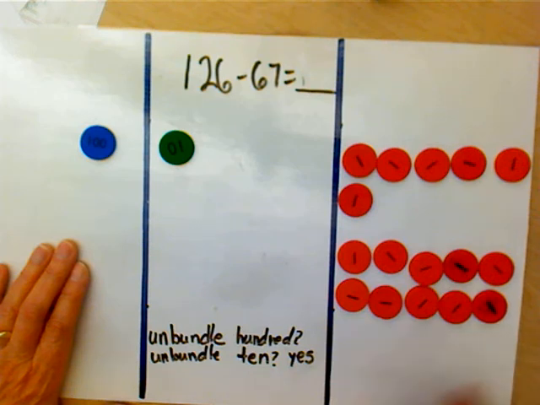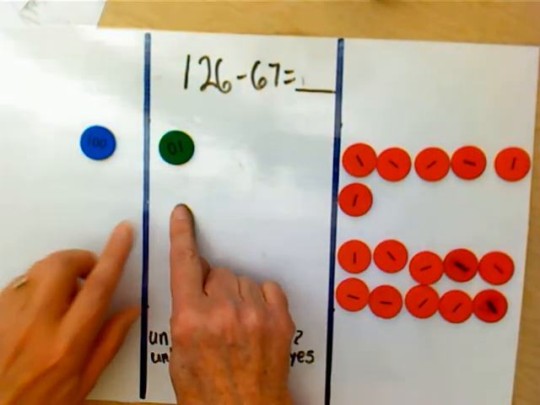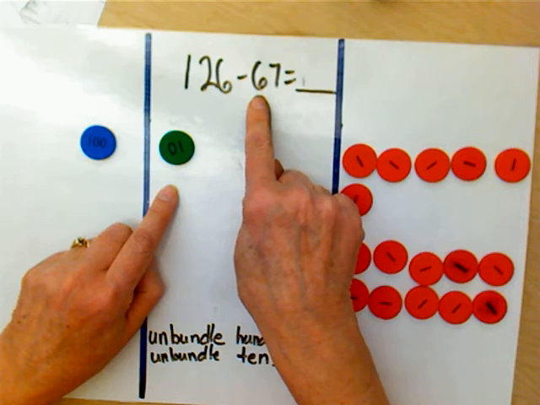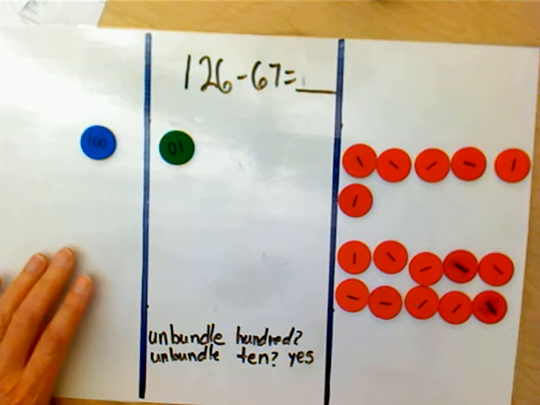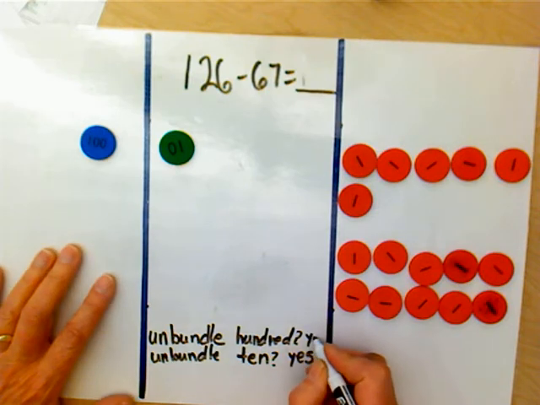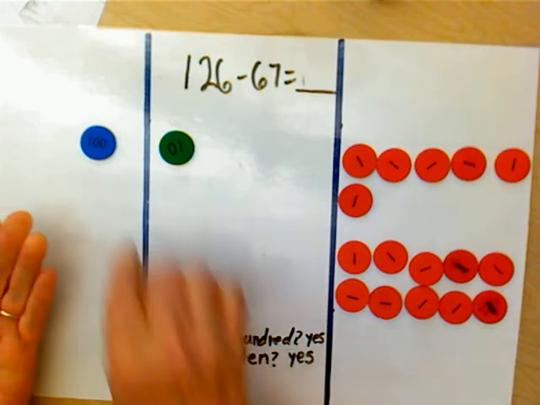But before I do that, I need to come over and check my 10s. Can I take 6 10s away from 1 10? Well, I'm hoping that you're shaking your head and saying, nope, can't do that. So I know I'm also going to need to unbundle a 100.